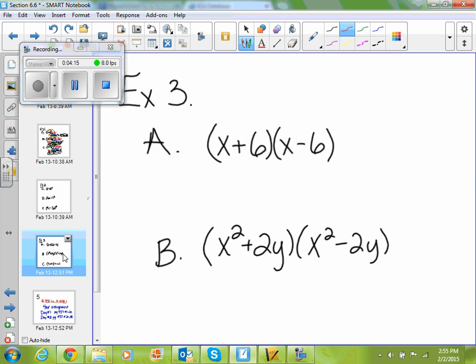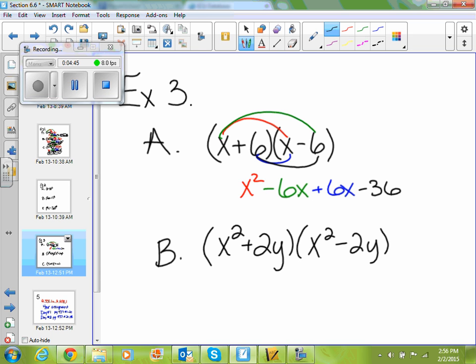Okay, so we're still going to FOIL like normal. So x times x is x squared. x times a minus 6 is minus 6x. 6 times x is 6x. And 6 times negative 6 is negative 36. Okay? So you get here once you FOIL.